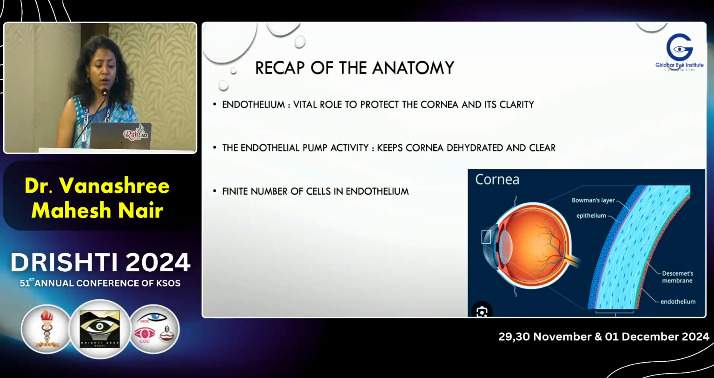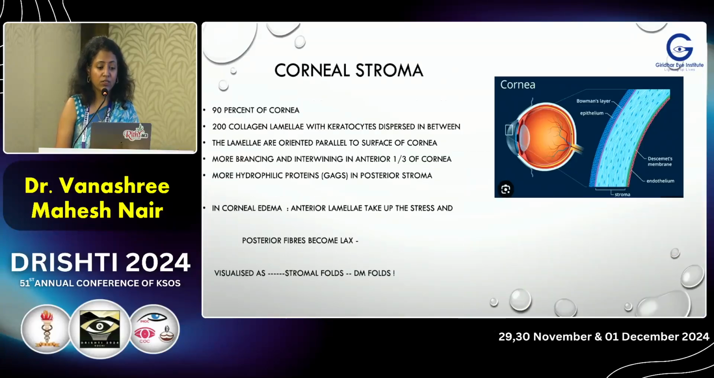The endothelial pump activity keeps the cornea dehydrated and clear, and we have a finite number of cells in the endothelium. So I just wanted to touch upon the stroma. Everybody talks about the epithelium and the endothelium, but we tend to ignore the stroma, which also has a very important role. So 90% of the cornea is the stroma, and we have approximately 200 lamellae with the keratocytes dispersed in between. And the orientation of this lamellae actually plays a role in how we see the corneal edema.